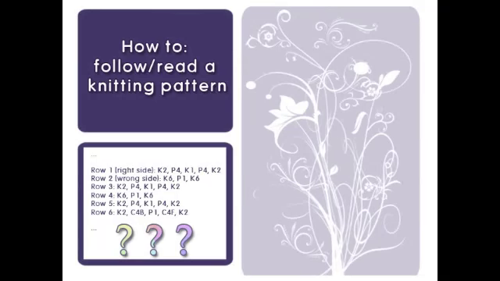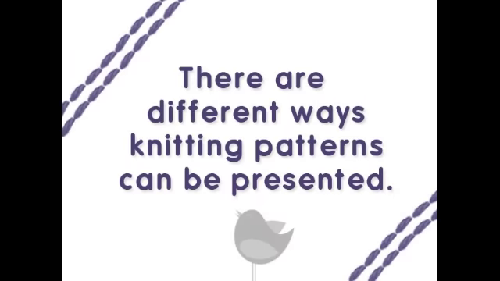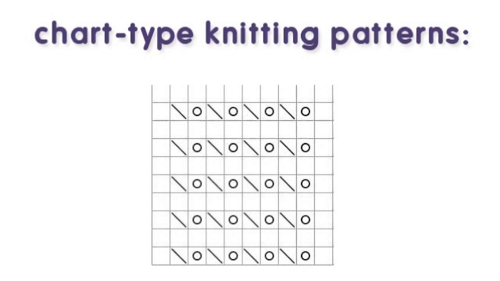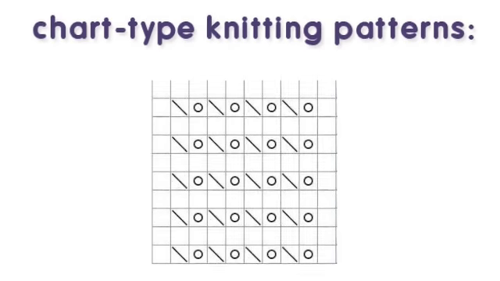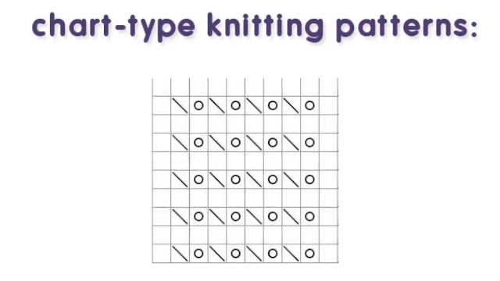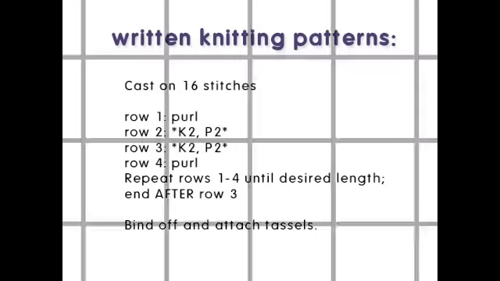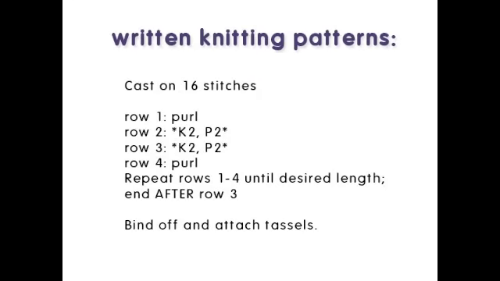This will be a quick video to help you understand how to read and follow a written knitting pattern. Now, one thing to keep in mind is that there are different ways that knitting patterns can be represented. For example, shown here is a chart type of knitting pattern. Most chart types will resemble something like this, or you can have written knitting patterns and it'll look something like this. And in this video today, I'm going to be focusing on written patterns just because on my blog, the way that I share all my patterns is using a written pattern.